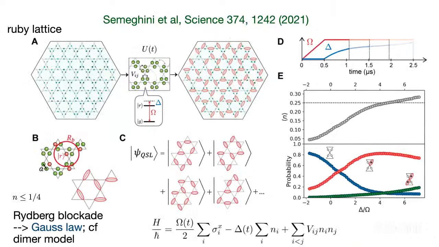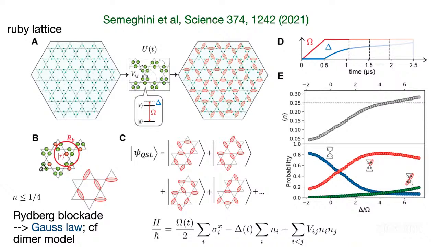Okay, so now let me take a look at the experiment. This was an experiment done at Harvard by Semghini and co-workers. And what you see on the left is the Ruby lattice. It is the Kagome lattice in which the sites are not on the Kagome vertices, but on the links. That's called the Ruby lattice. So it's no longer the dipolar interaction, it's just a Rydberg blockade mechanism and van der Waals that we have here.